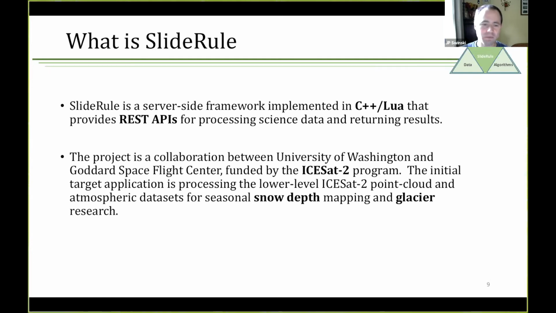The project is a collaboration between University of Washington and Goddard Space Flight Center. It is funded by the ISAT-2 program, which is an Earth science mission out of Goddard. And our initial target application is snow depth mapping and glacier research. And that's really due to the group that we're collaborating with at University of Washington.